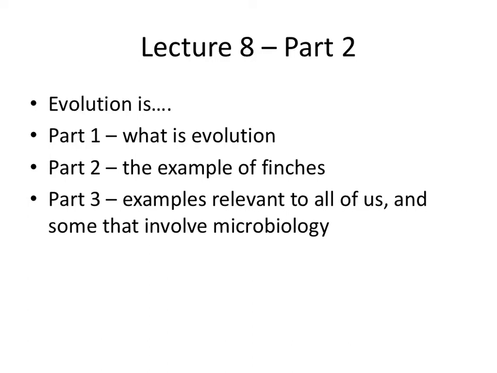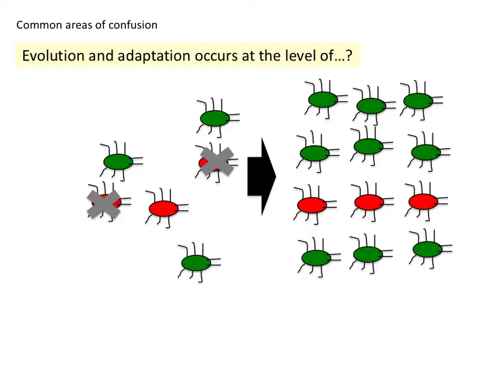All right, I see a typo here. This should be part 3. So this is the third and final part of lecture 8. Let's address some common areas of confusion in people's understanding of concepts of evolution, and specifically natural selection.